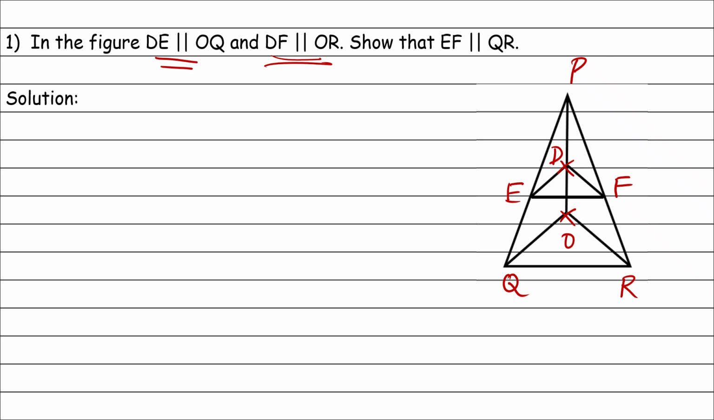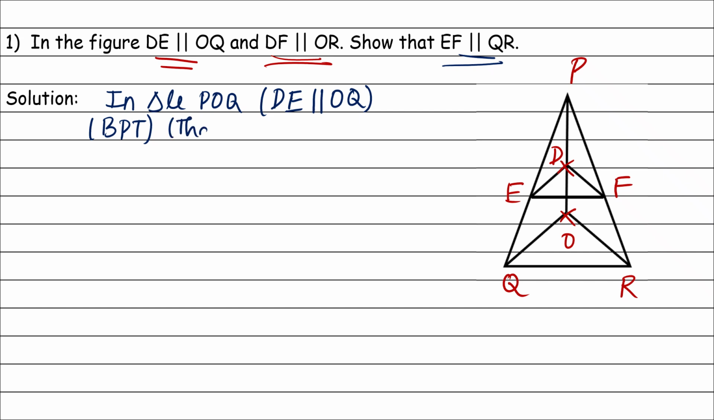To prove that EF is parallel to QR, consider triangle POQ. It is given in the question that DE is parallel to OQ. So when I apply the basic proportionality theorem, if you don't know the basic proportionality theorem, you can visit my channel and see the BPT theorem or Thales theorem explained. I will give the link of the videos in the description of this video.